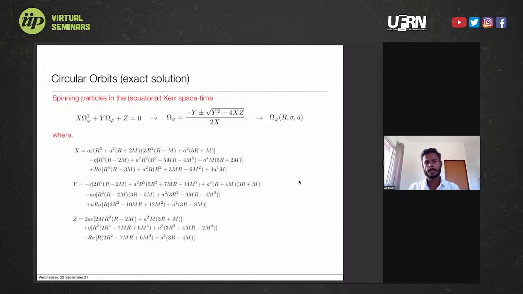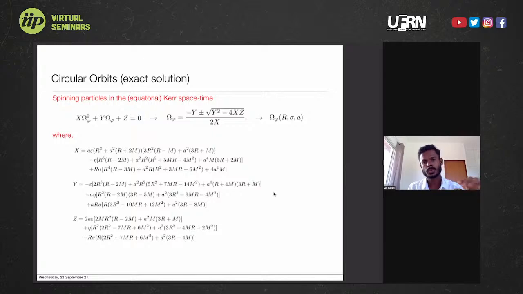Sorry, Satish, there is a question from Joseph. Joseph, if you want to ask the question, I can read it also. Okay, there is also an additional conserved constant in Kerr, the Carter constant. Is it not useful here? I have not used it here because at the moment I am dealing only with the planar analysis. The Carter constant will be used in the non-planar analysis, which will come at the end of this talk.